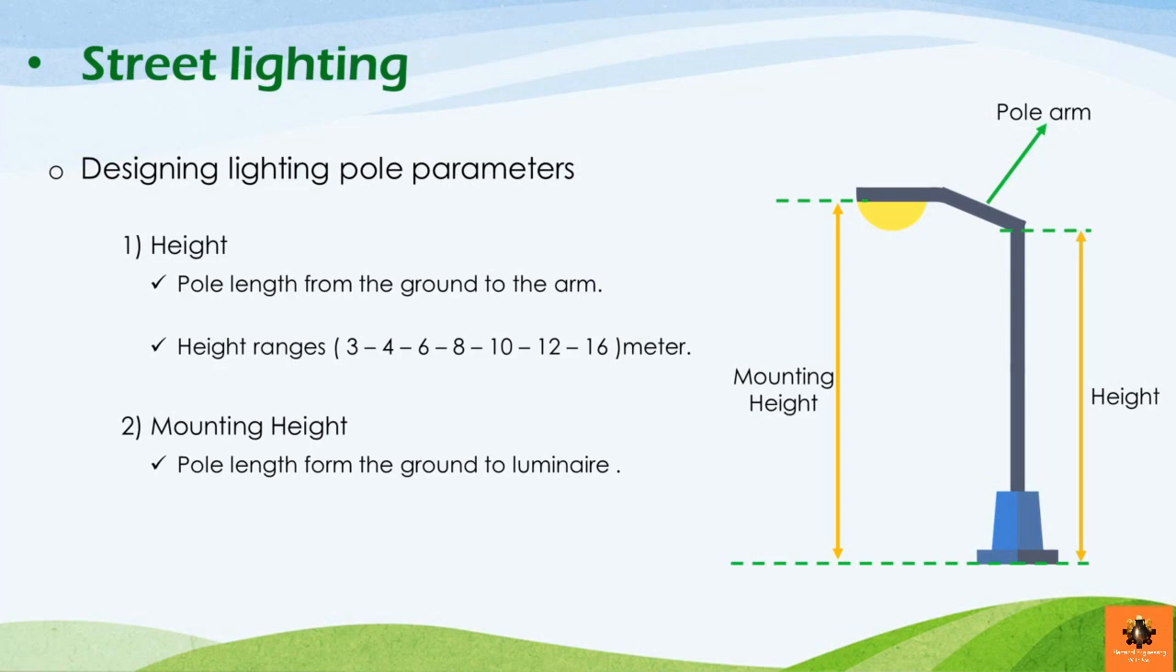So it starts from the ground until the luminaire. And for that reason, the mounting height is larger than the height of the luminaire, as the luminaire has a height level which is larger than the arm level. Very good.